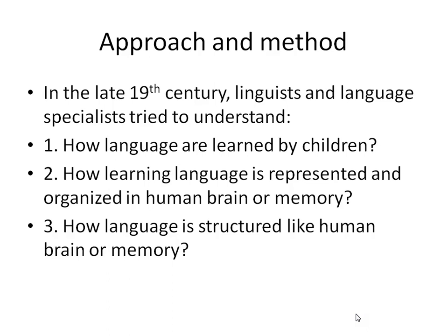The first question is how languages are learned by children. And how is the learned language represented and organized in the human brain or in memory? We see that the human brain is smaller in size in comparison to the elephant's brain, isn't it? The elephant's brain is large, but the human brain is small. But this brain has 10 billion times more genius than the brain of a computer.